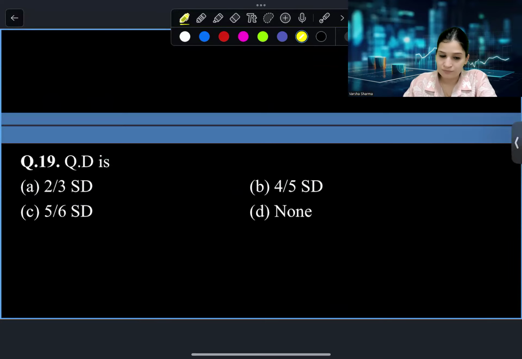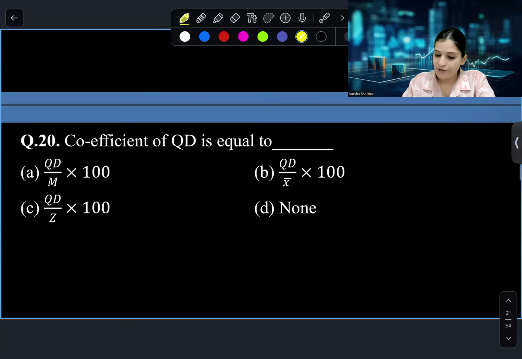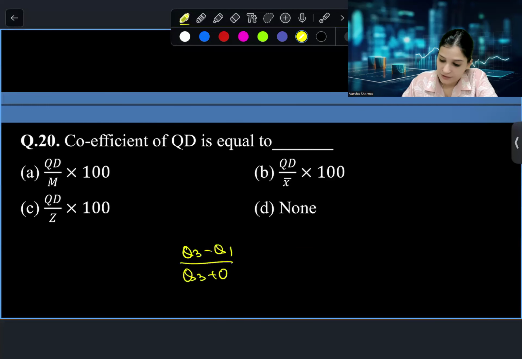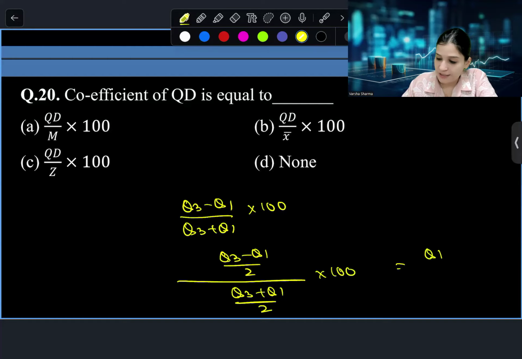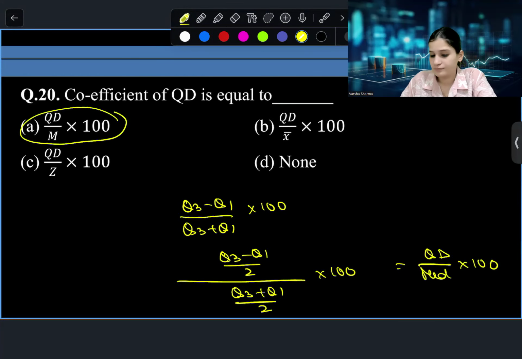Quartile deviation is 2 by 3 standard deviation. We just use the same formula. Coefficient of quartile deviation is Q3 minus Q1 by Q3 plus Q1 into 100, right? This is the actual formula. If I divide both numerator and denominator by 2, this is quartile deviation, this is median, into 100. Option A.